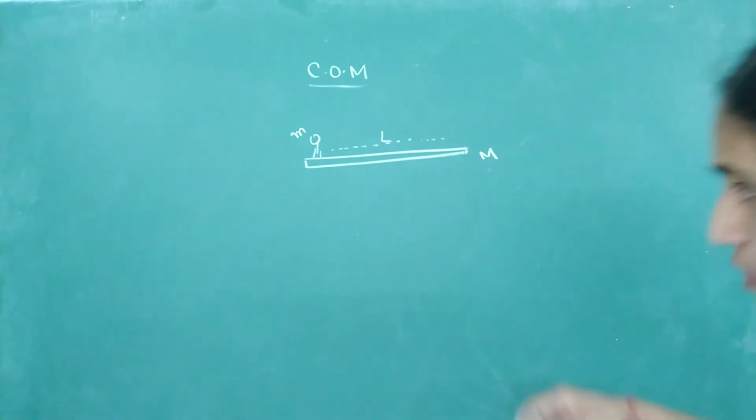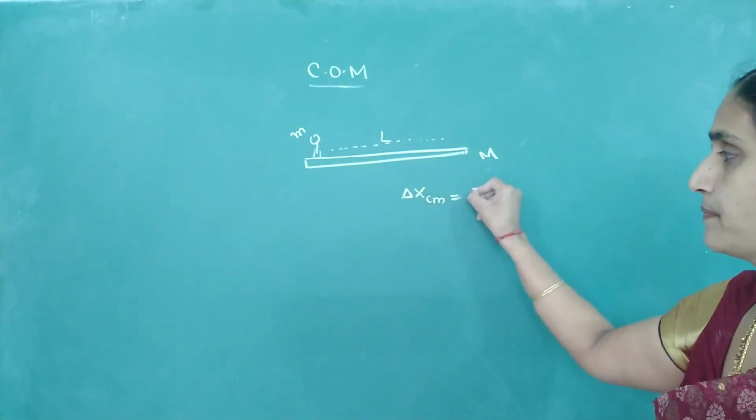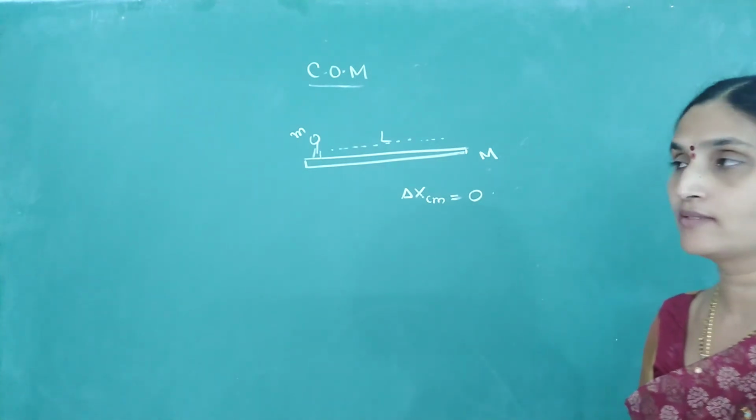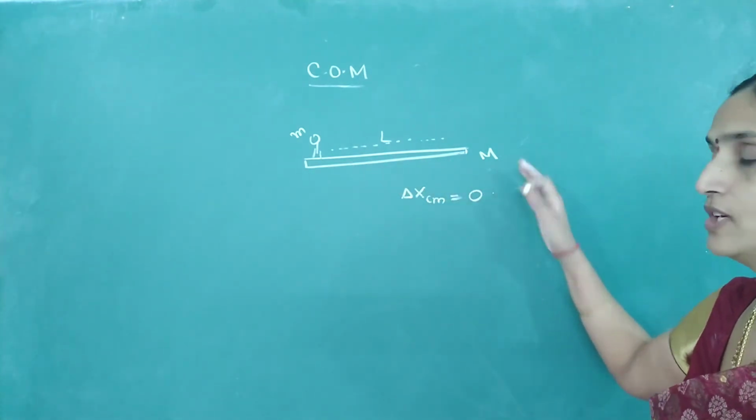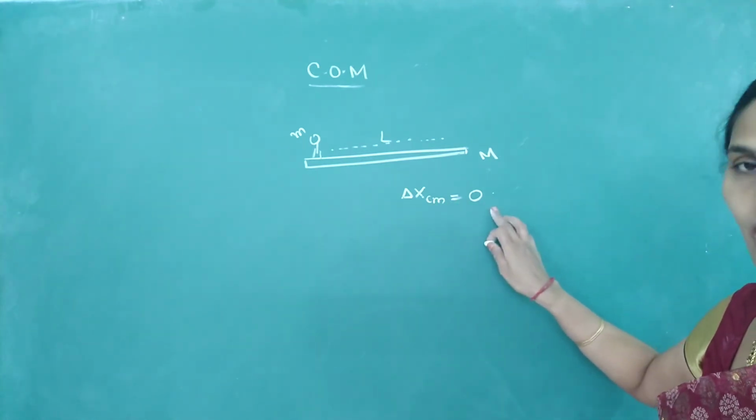If velocity is 0, then there should be no displacement in the center of mass. Since there is no external force and velocity is constant here, that means velocity is initially 0, then the displacement of the center of mass should be 0.